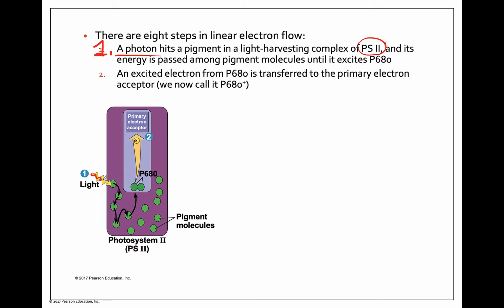So here we have the light energy coming in, hits a pigment. It's going to get passed from pigment to pigment until it randomly hits the reaction center complex. So once it hits this dimer of P680, the chlorophyll here that absorbs at 680 nanometers, the electron gets excited up to the primary electron acceptor. So this primary electron acceptor has now got a negative charge because it has gained an electron. It has gained an electron, so it has been reduced.